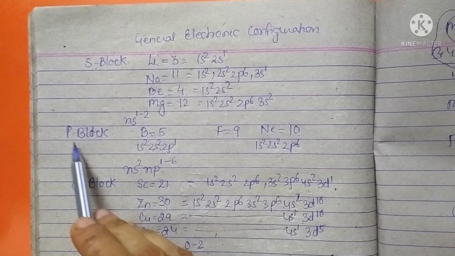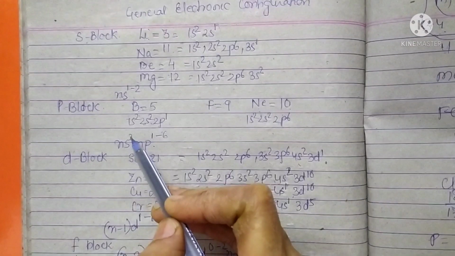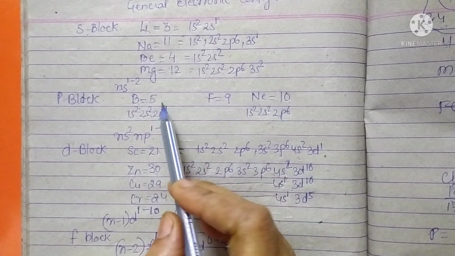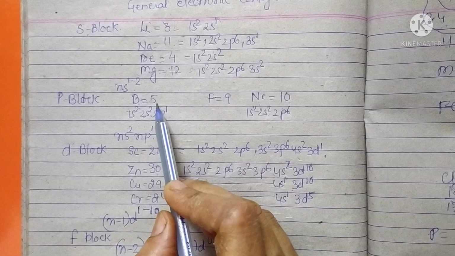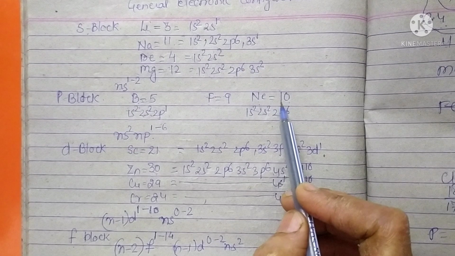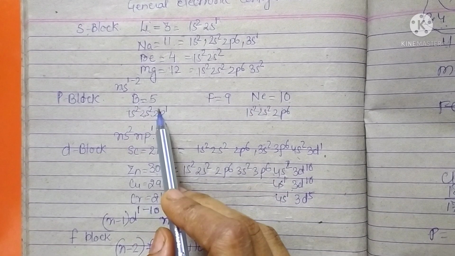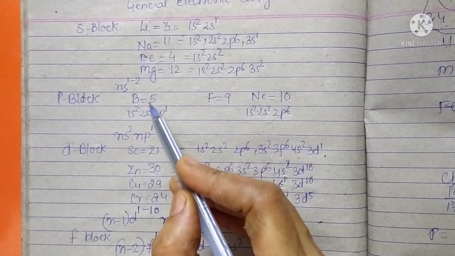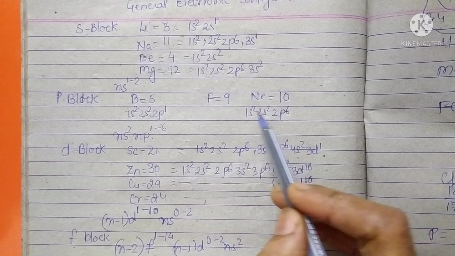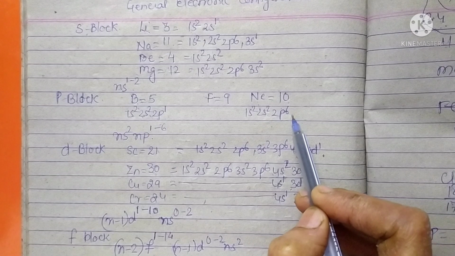Now let's come to the p block elements. Let us take the example of boron and neon, the first element of the p block and, in the same period, the last element in the p block. Let us write the electronic configuration of these two elements. For boron it is 1s2, 2s2, 2p1. For neon it is 1s2, 2s2, 2p6.